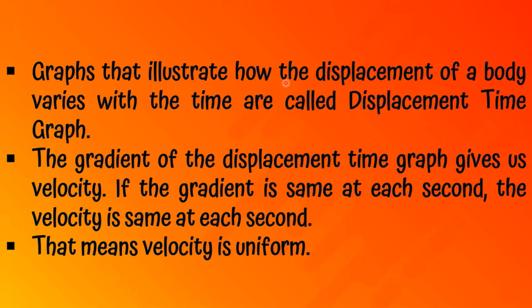Graphs that illustrate how the displacement of a body varies with the time are called displacement time graphs. The gradient of the displacement time graph gives us velocity. If the gradient is the same at each second, the velocity is also the same at each second. That means there is a uniform velocity. Velocity is uniform.